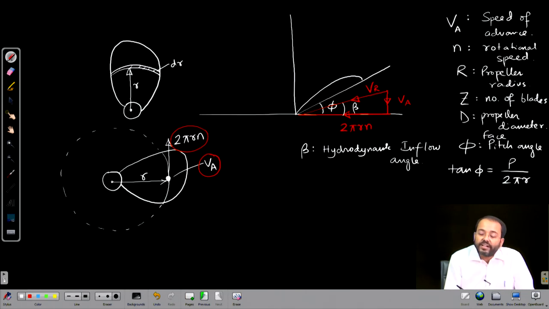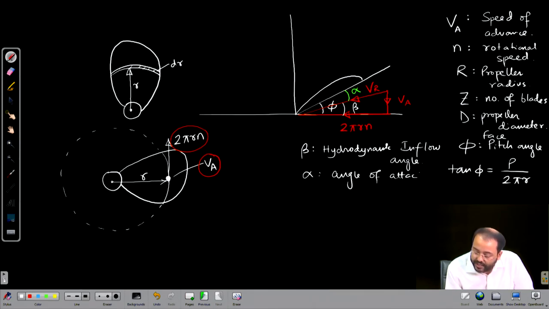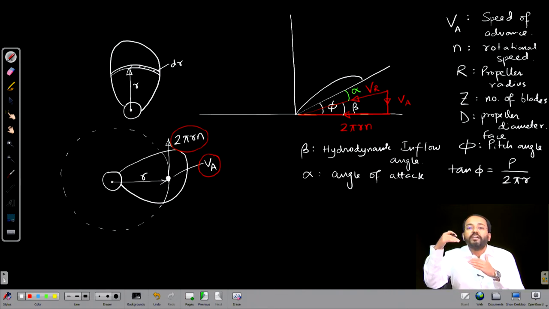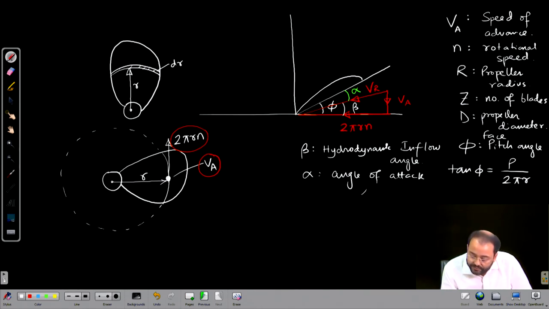Now, what is the angle of attack? If Vr is the resultant velocity and the face pitch angle is at an angle phi here, then alpha is the angle of attack at this propeller blade section, the angle which Vr makes with the face pitch line of the propeller blade. So alpha is given as phi minus beta.